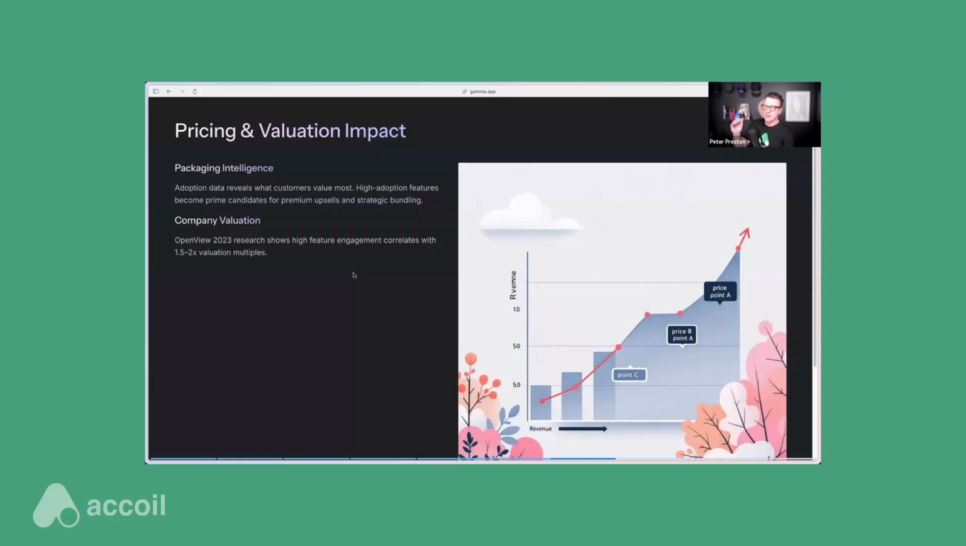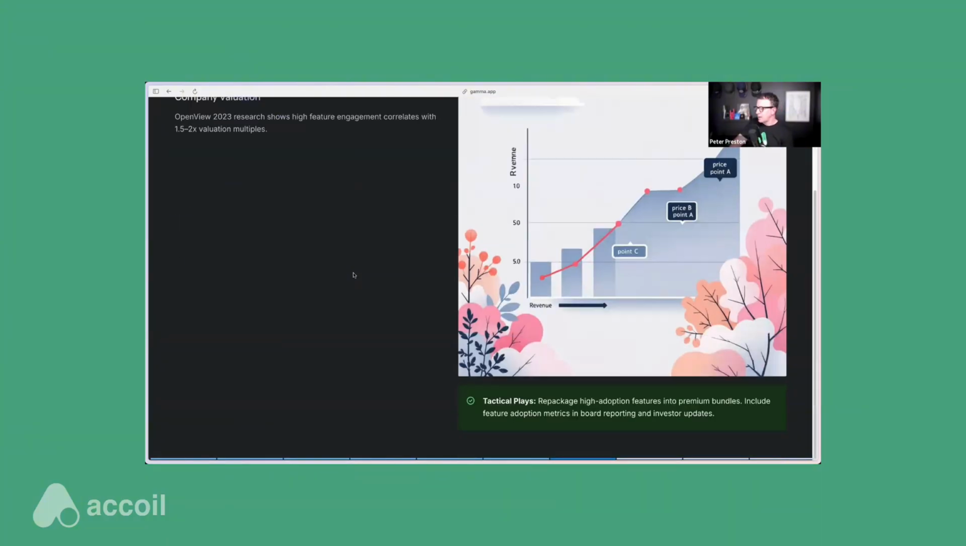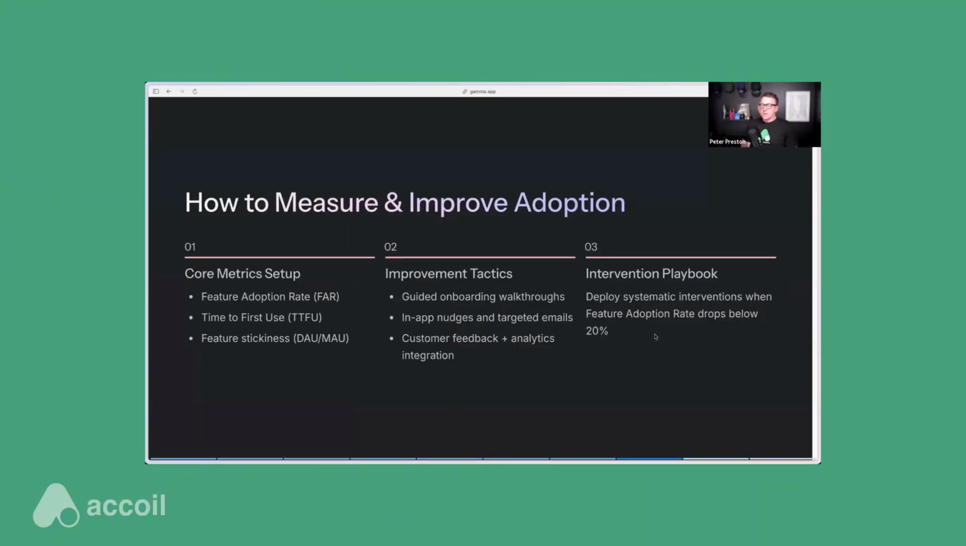So you can get your price points nailed down. And in the long term, if you're going to 1.5 to 2x your valuation multiple, that's a pretty good ROI on that time spent. You can just see here, I'll share these slides too, repackage high adoption features into premium bundles. So there's a way that you can leverage your knowledge of who's using your features into pricing power. Okay, how do you measure feature adoption?